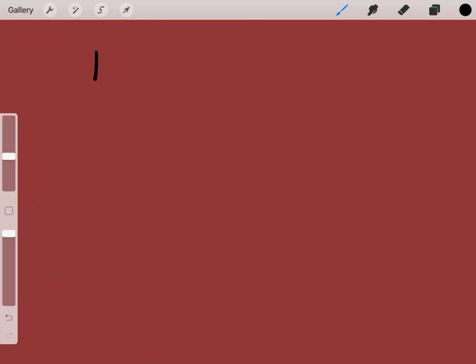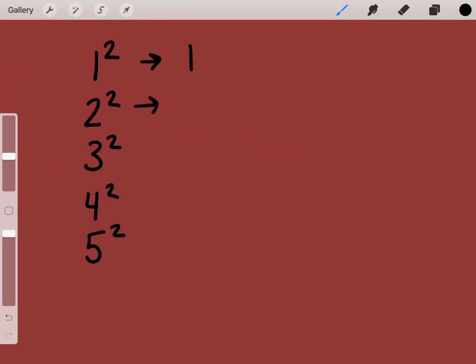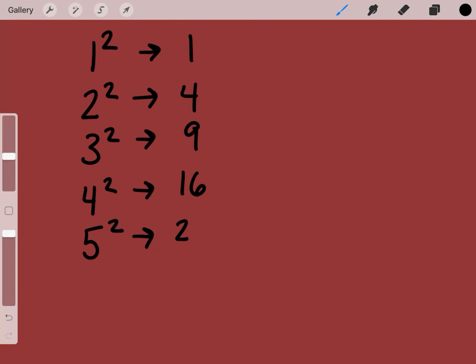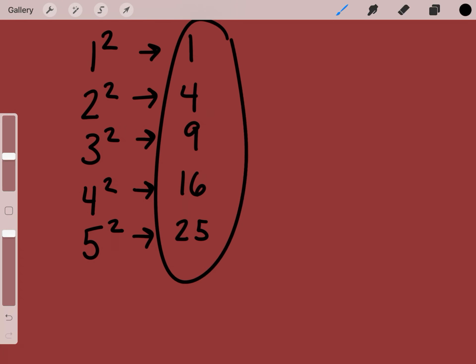So let's look at raising things to the power of 2. 1 to the power of 2, 2 to the power of 2, 3 to the power of 2, 4 to the power of 2, 5 to the power of 2. These are something we can do. 1 times itself is 1. 2 times itself is 4. 3 times itself is 9. 4 times itself is 16. 5 times itself is 25. Now, what all of these numbers are called is they are called perfect squares.